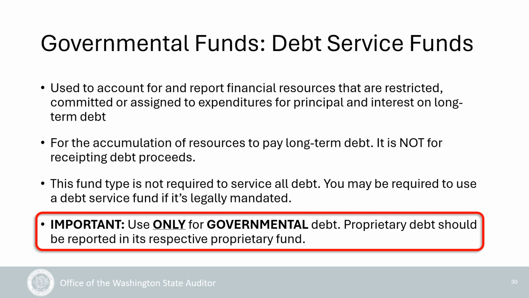Last thing I want to highlight about debt service funds is that it is only for governmental debt. Proprietary debt should be reported in the proprietary fund. So if your water fund issues debt to upgrade the water system, that debt is reported in the water's proprietary fund, not a debt service fund. Remember, a debt service fund is a governmental fund type, meaning only governmental type debt can be reported here.